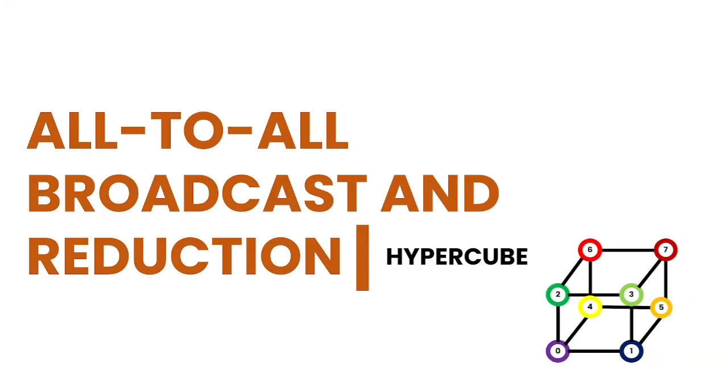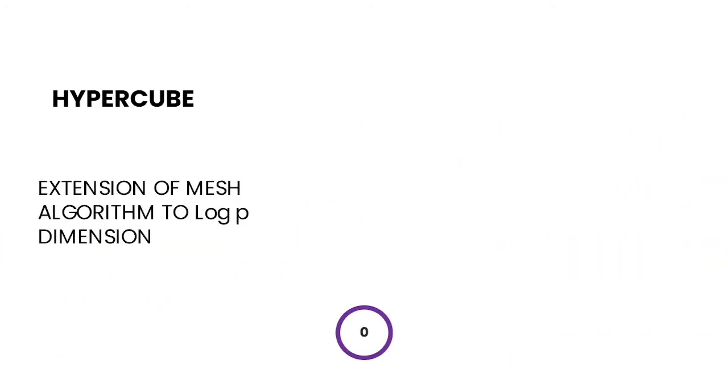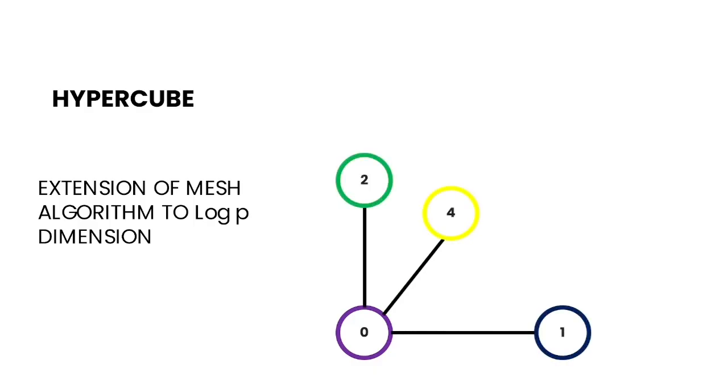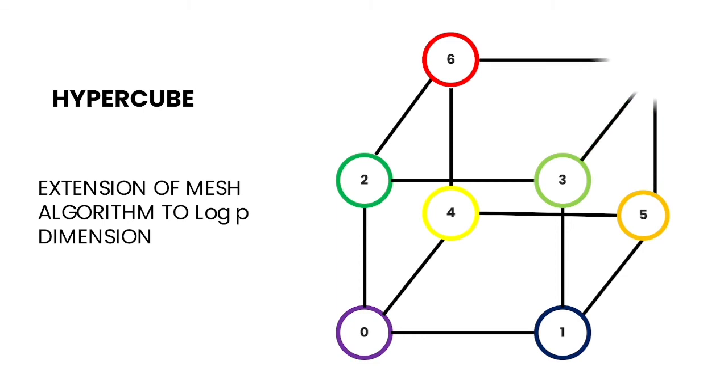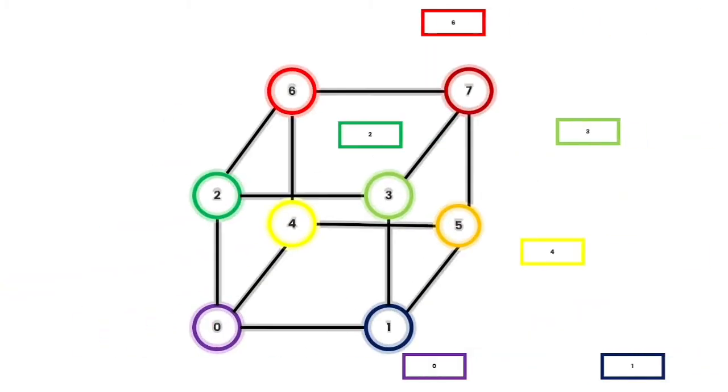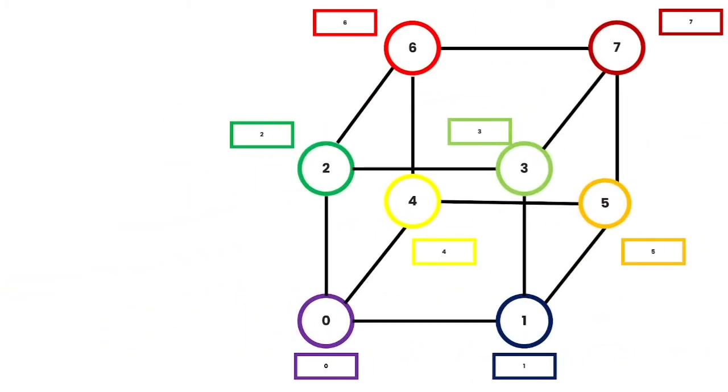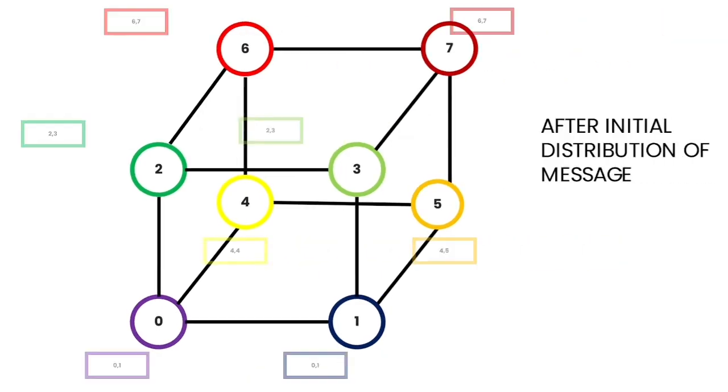Another algorithm in the all-to-all broadcast process is the hypercube. The hypercube algorithm for all-to-all broadcast is an extension of the mesh algorithm to log p dimensions. Communication takes place along a different dimension of the hypercube in each step. In every step, pairs of nodes exchange their data and double the size of the message to be transmitted in the next step by combining the received message with their current data.